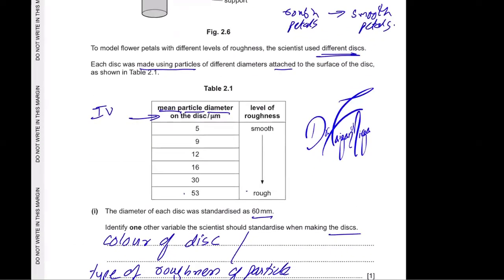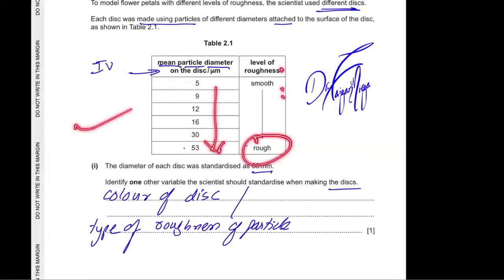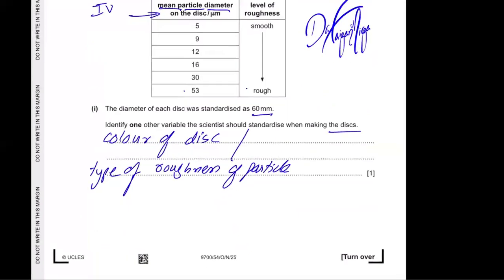Each disc was made using particles of different diameters attached to the surface of the disc to make sure that they are of different roughness. Mean particle diameter will be your independent variable here. As you increase the mean particle diameter, the level of roughness increases as well. So this is given to us. The diameter of each disc was measured as 60 millimeter.